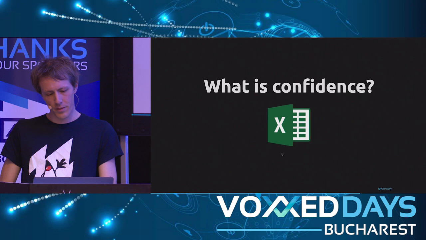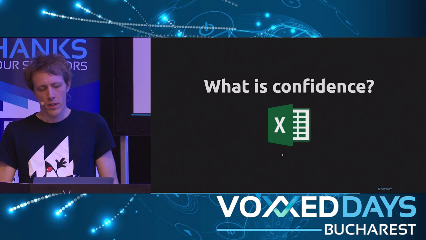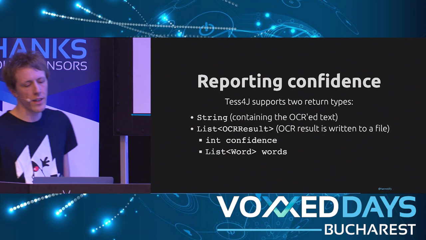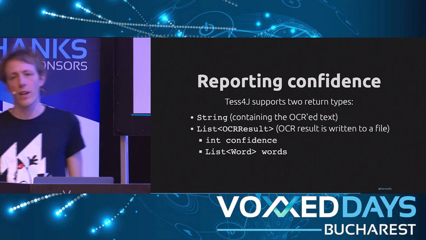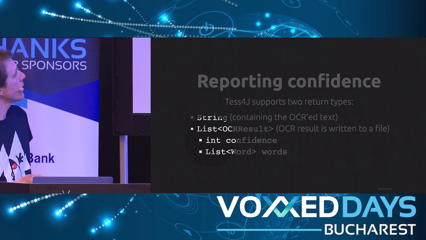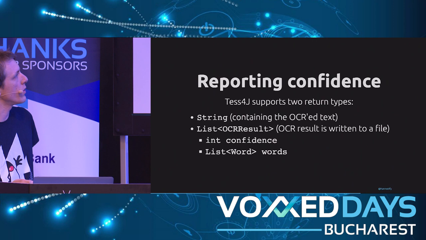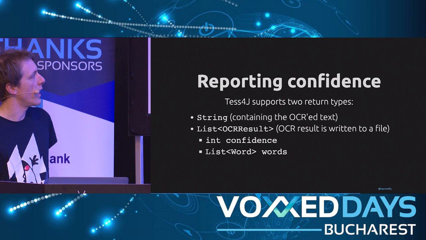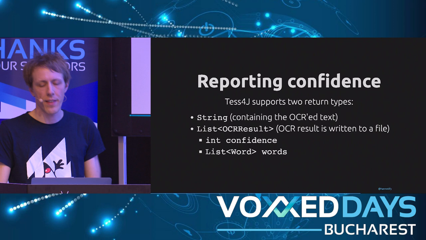So, on reporting confidence, Tess4J supports two return types, and the first one we've already demonstrated. If you call doOCR, it will just return a string which contains the plain text as a result of the OCR process. You can also call createDocumentsWithResults, and it produces a list of OCR results. An OCR result is a custom class in Tess4J, and it contains the average confidence of the document and a list of words. Each word also comes with a confidence for the word itself. So we'll try that in a bit, don't worry.